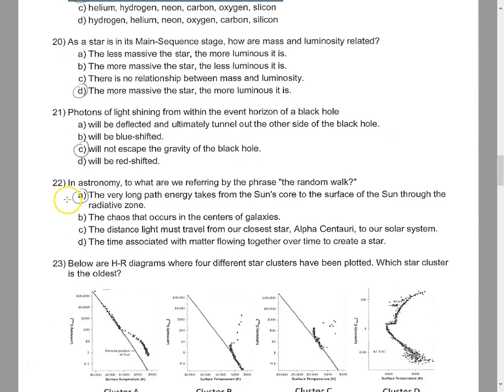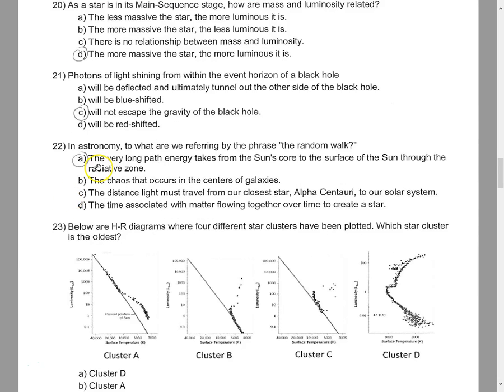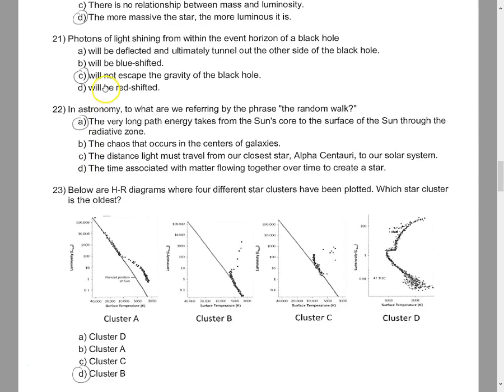Question 22, in astronomy, to what are we referring when we talk about the random walk? And the best answer there is A. And so if you use this in your description of the interior of the sun for the last page, the random walk refers to A, that very long path that energy takes from the sun's core to the surface of the sun through the radiative zone.